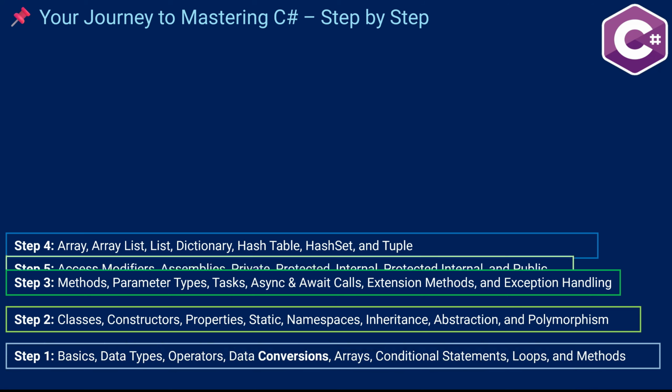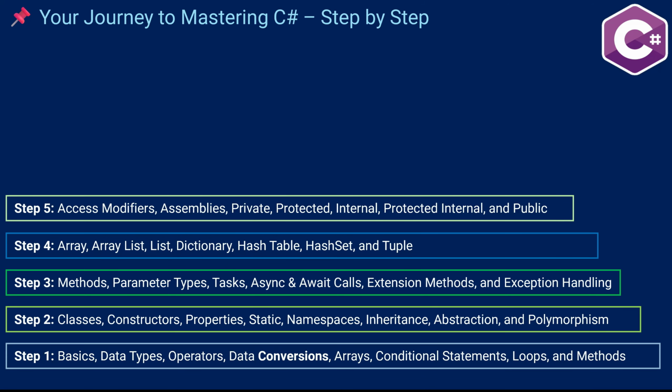Next step is access modifiers and assemblies. Not all code should be accessible by everyone. So in this step, we will cover access modifiers like private, protected, internal, and public, and assemblies. These are key concepts that ensure data security and proper application structuring.